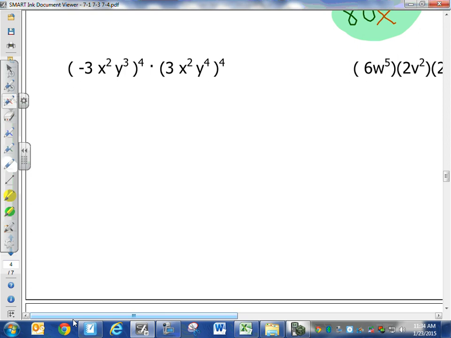No. Use a calculator. You're not going to do 27 times 4. Figure it out. Do it on your piece of paper. You will then write it down. It's a big one. Yep.